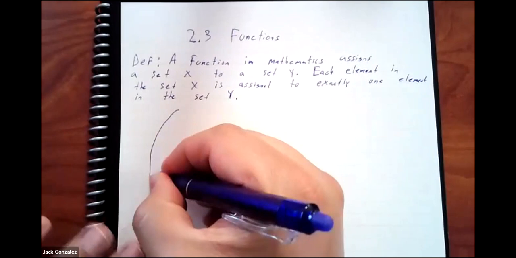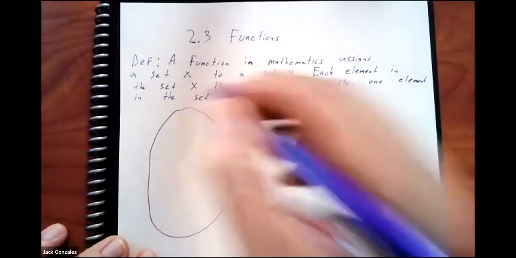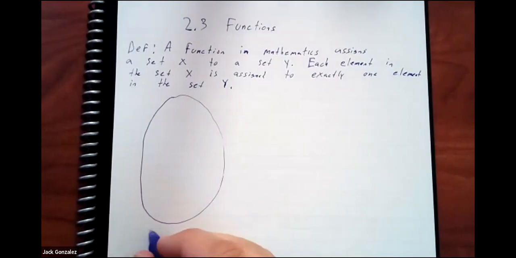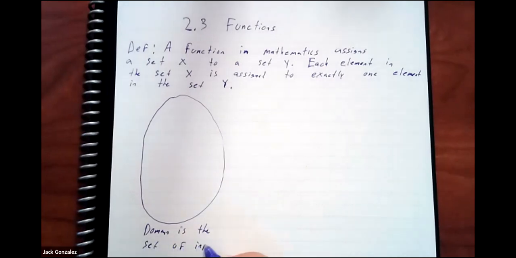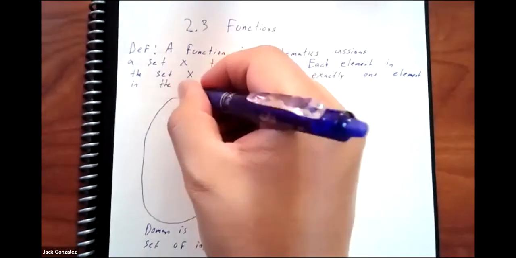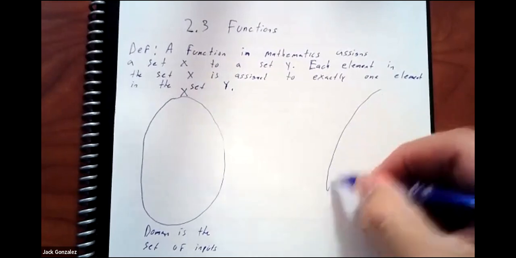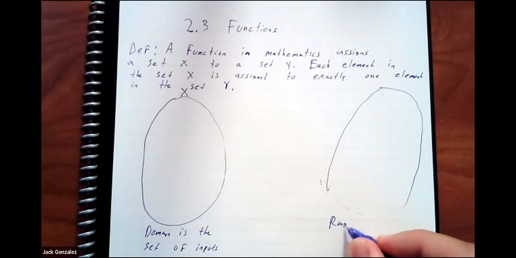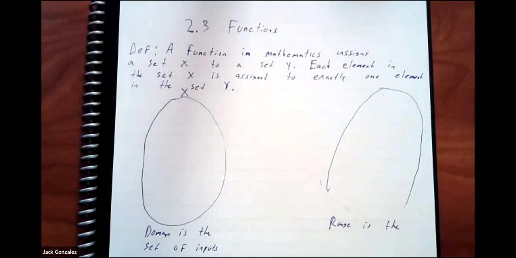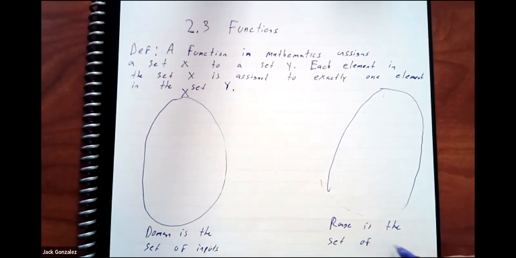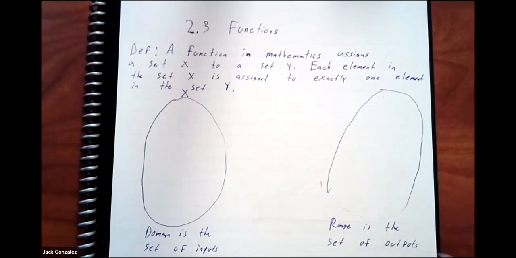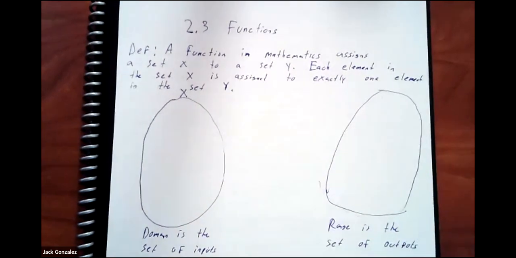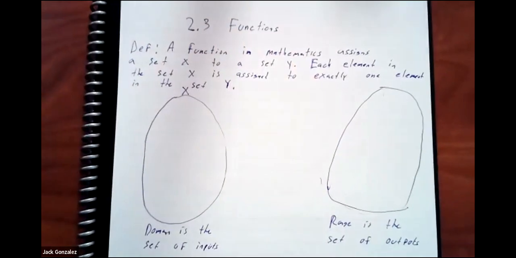Remember, we said we have the set X is the inputs. Domain is the set of inputs. Call this X. So, refresher. Range is the set of outputs. And we said a function assigns values in here to there. Okay.